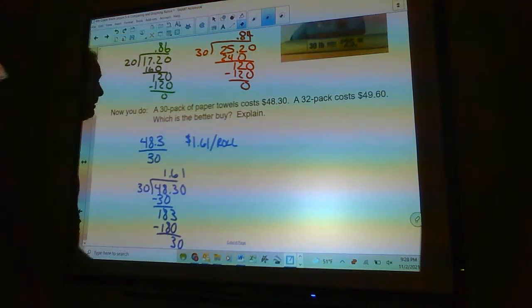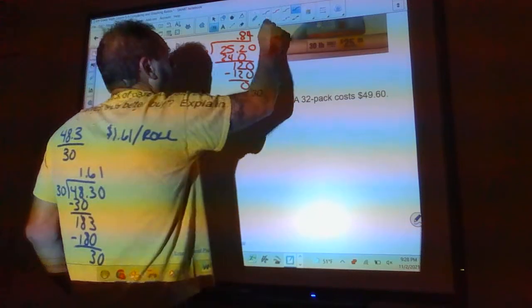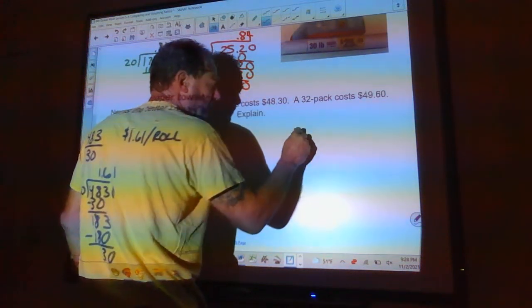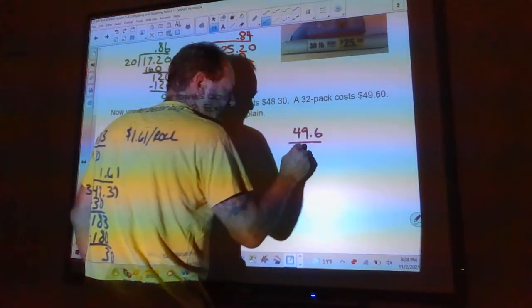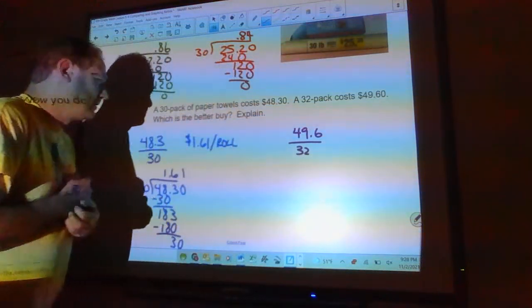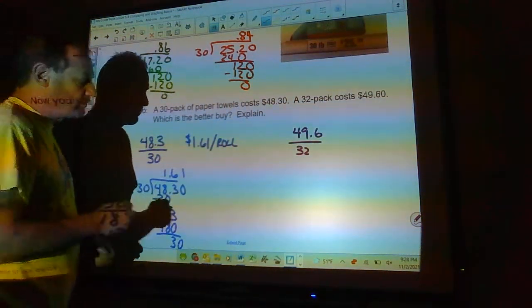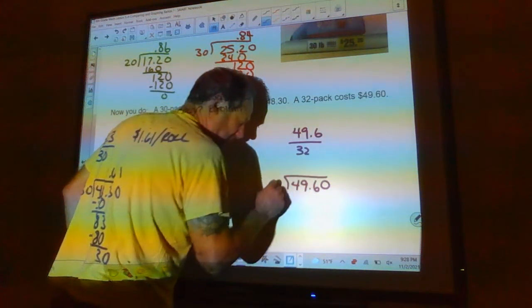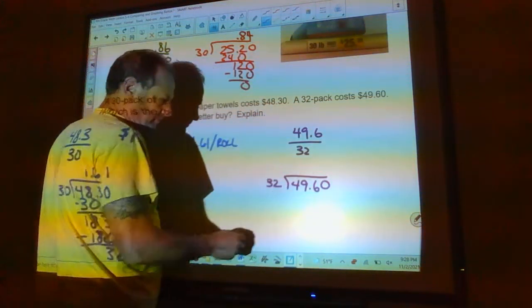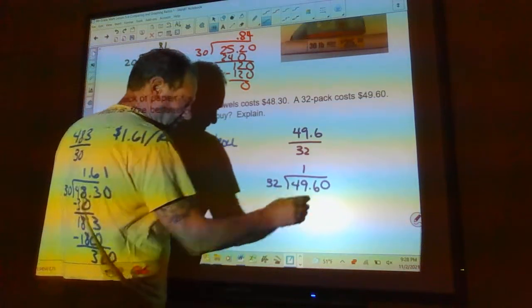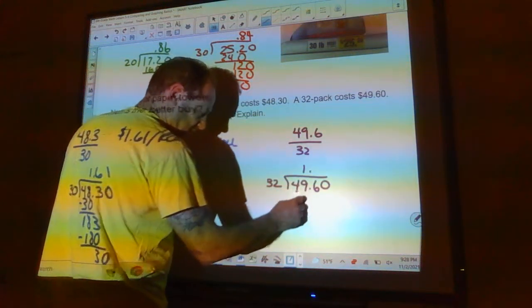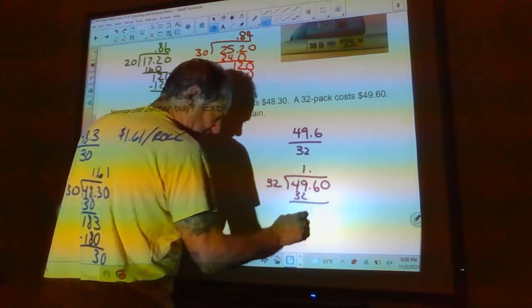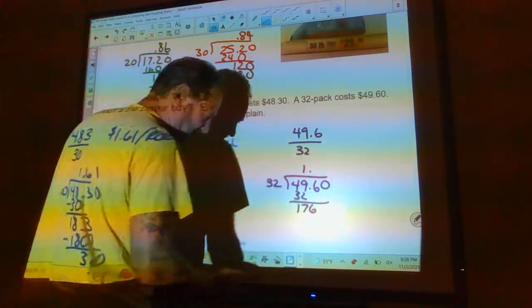Okay, now over here, this one is $49.60 for 32 rolls. So we're going to take $49.60 and divide that by 32. Again, that'll go in there one time. There's my decimal point. That's 32. Subtract that, 17. Drop down my 6.